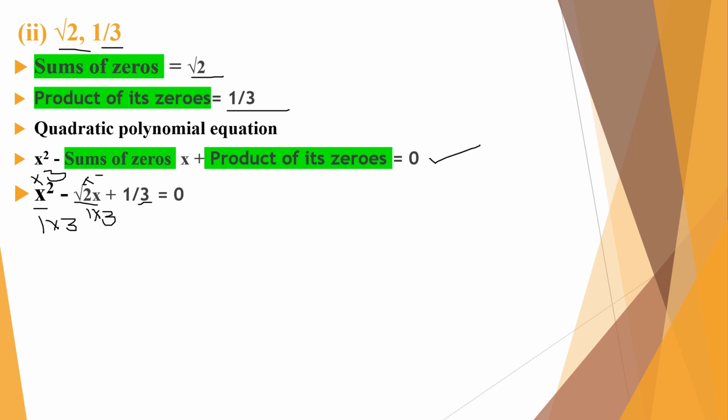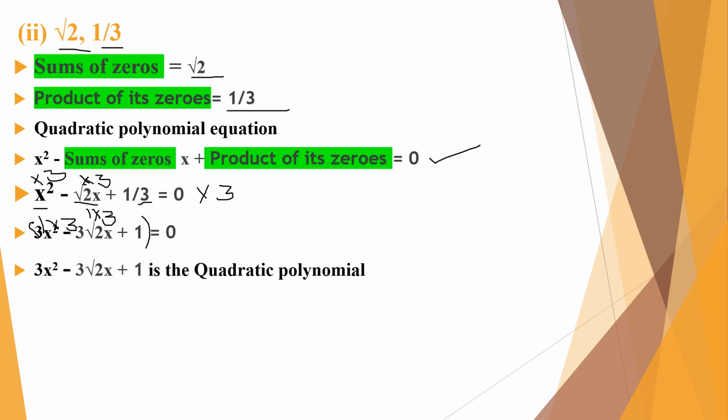So what is the equation we get now after simplifying it? It is equal to 3x square minus 3 root 2x plus 1 equal to 0. 0 into 3 after multiplying will become 0. So what is the quadratic polynomial now? 3x square minus 3 root 2x plus 1 is the quadratic polynomial.